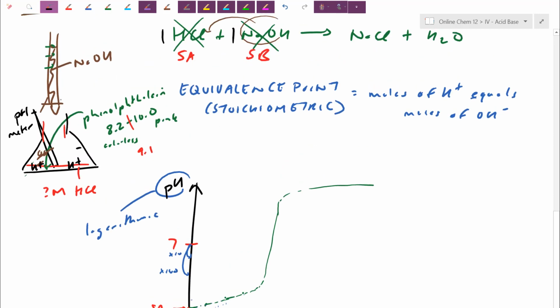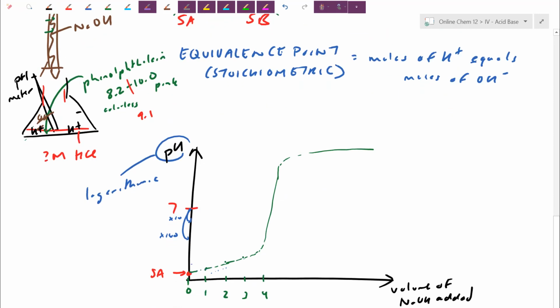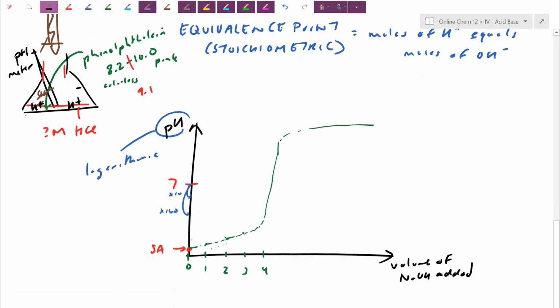I'm just dropping in base to try to count the H+. But I'm going to have a situation where I have that one very last particle H+. H+ here is still acidic. It's still going to give me an acidic pH. You're going to drop in maybe a half drop of NaOH.